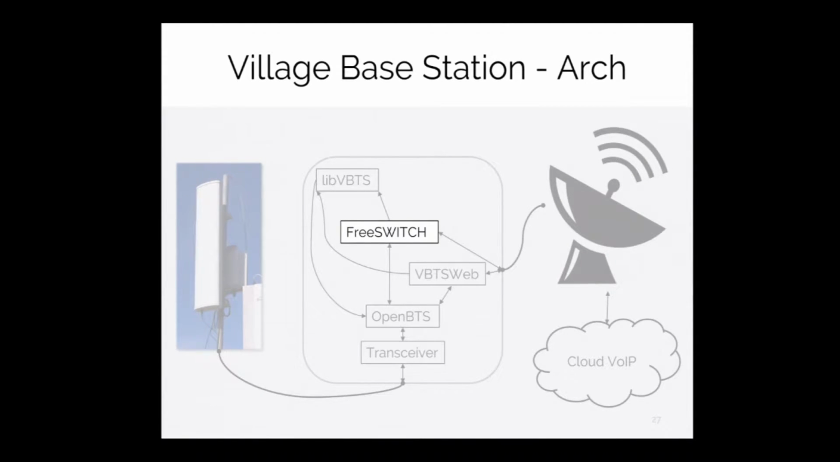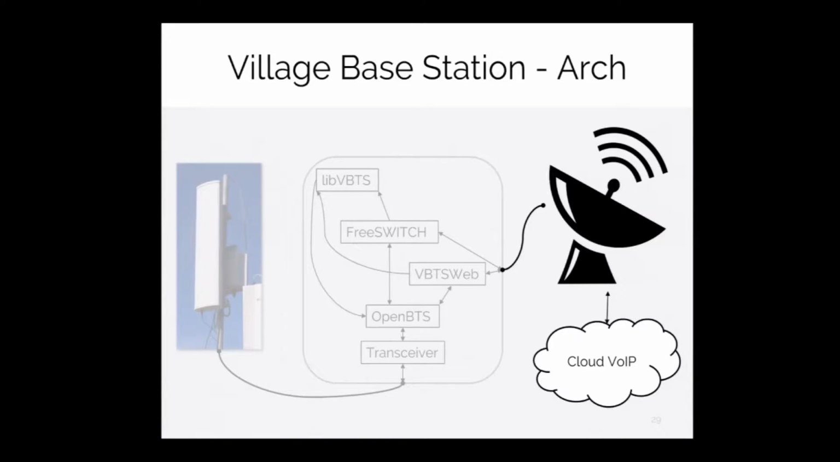And on top of these as our platform, we built a couple software stacks, libVBTS and VBTS Web, which provide hooks for FreeSwitch to look into the cellular state. Things like phone numbers, which are basically different in VoIP than they are in cellular, we're able to sort of bridge over. And there's a whole bunch of stuff for that. But from there, all the communication goes out through whatever backhaul we have, probably a VSAT, to some cloud solutions that we put together.